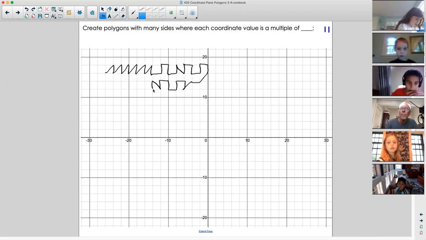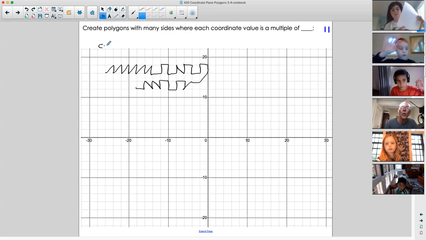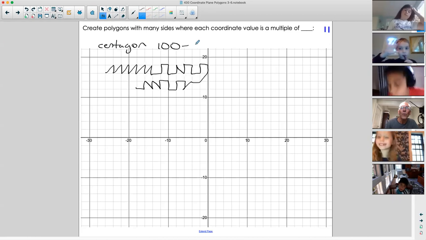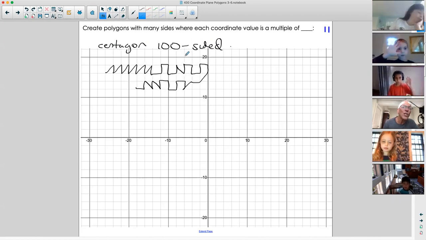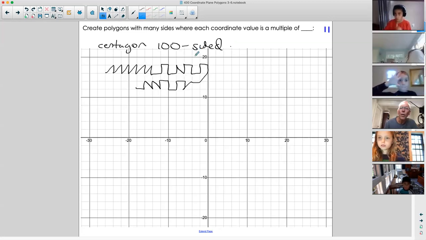Gabby, ideas? No, I was just wondering what you were talking about. I forgot if it was 100-sided. Yes, it is. So a centagon is 100-sided. Now, everyone, I want you to just start your picture. Go ahead, Bayram.